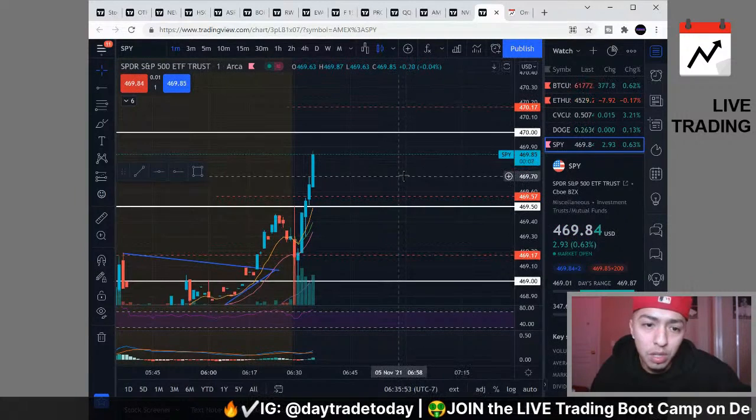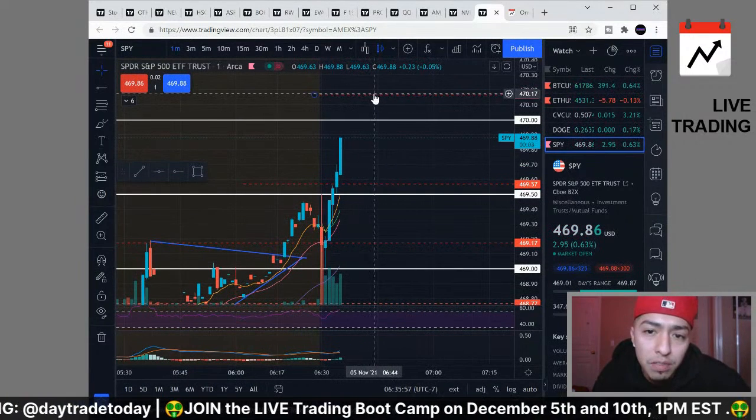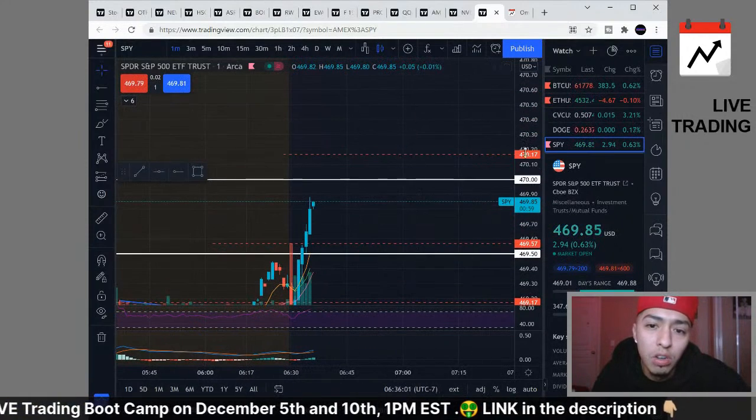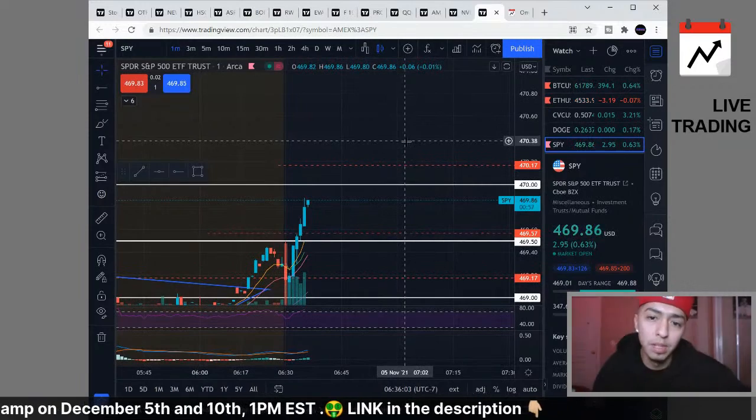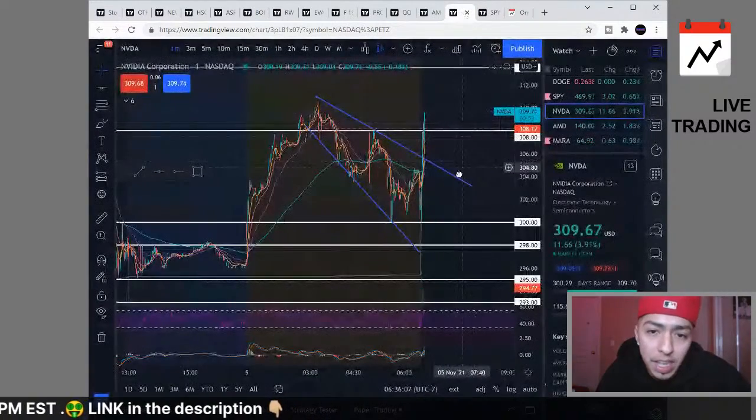So yeah, back to the options. On SPY, I'm looking at an entry for calls at 470.17. That would be your first calls options play for SPY. Let's go to NVDA. NVDA is looking good.